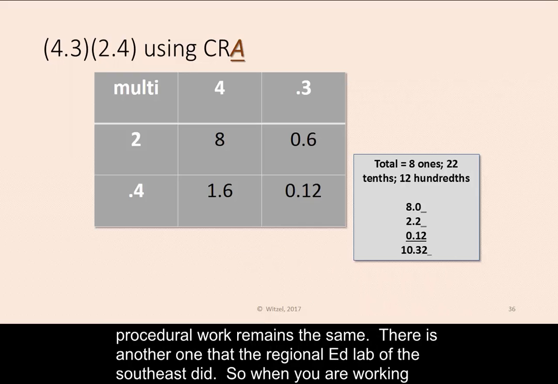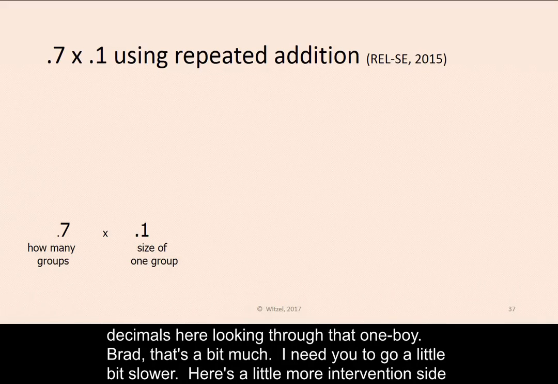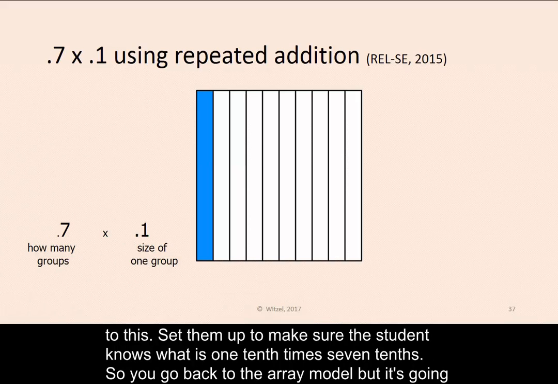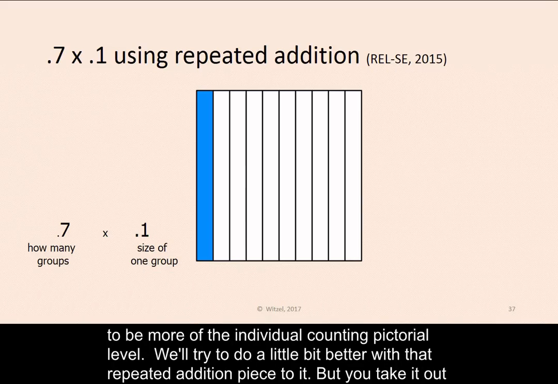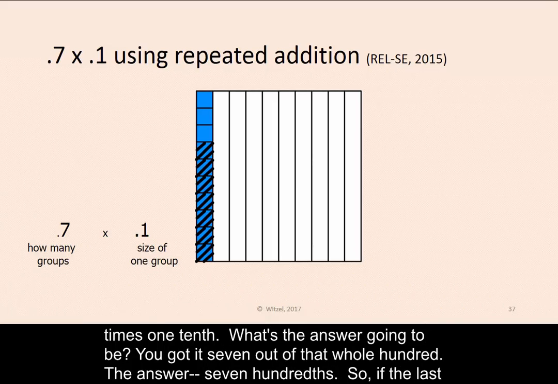There's another one that the Regional Ed Lab of the Southeast did. So when you're working decimals, if you're looking through that going, boy, Brad, that's a bit much, I need to go a little bit slower, here's a little more intervention side to this. Set them up to make sure that the student knows what is 1/10 times 7 tenths. So you go back to the array model, but it's going to be more at an individual counting pictorial level, and we'll try to do a little bit better with that repeated addition piece to it. But you frame this so that on a piece of graph paper, they shade in 1/10. You then identify, I'm looking for 7 tenths. So 7 tenths times 1/10. What's the answer going to be? You got it, 7 out of that whole 100. The answer, 7 hundredths.